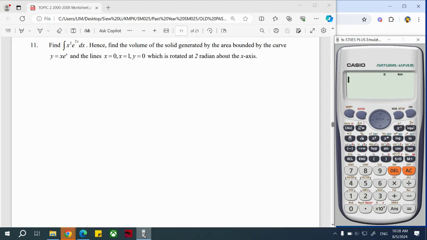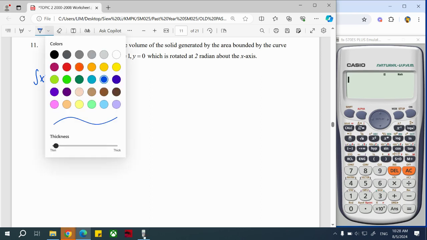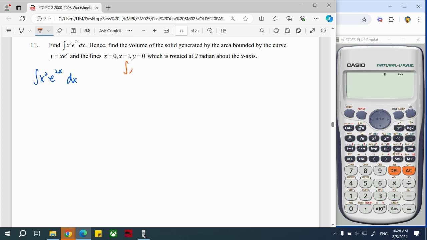Okay, so look at this question. Find the integral of x squared e to the 2x dx. Firstly, we check: do we have this special form of integration where e to the power f(x) has its differential function at the side?